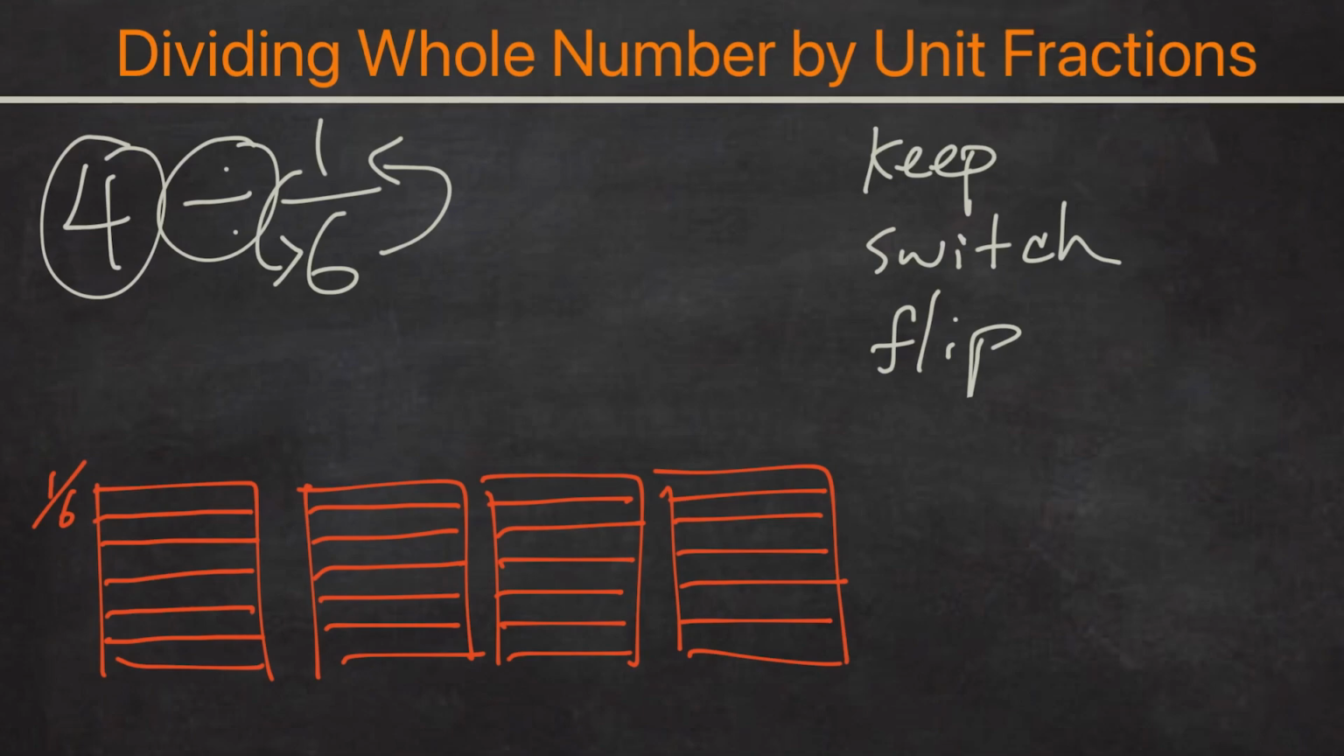And now we're going to count how many we are left with. That's 1, 2, 3, 4, 5, 6, 7, 8, 9, 10, 11, 12, 13, 14, 15, 16, 17, 18, 19, 20, 21, 22, 23, 24. So the answer would be the same as if we divide the fraction using keep, switch, flip.